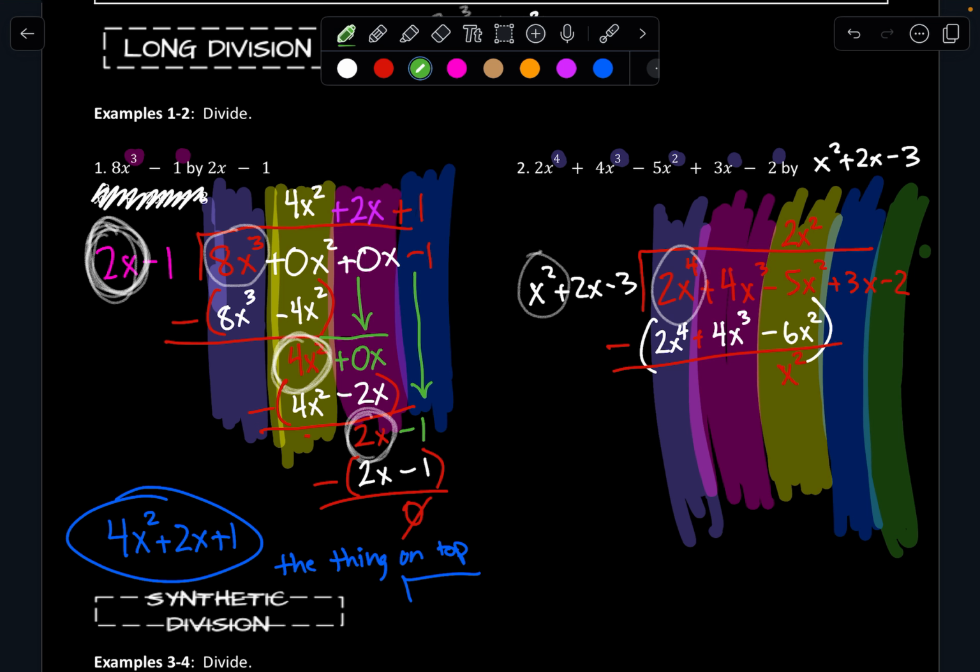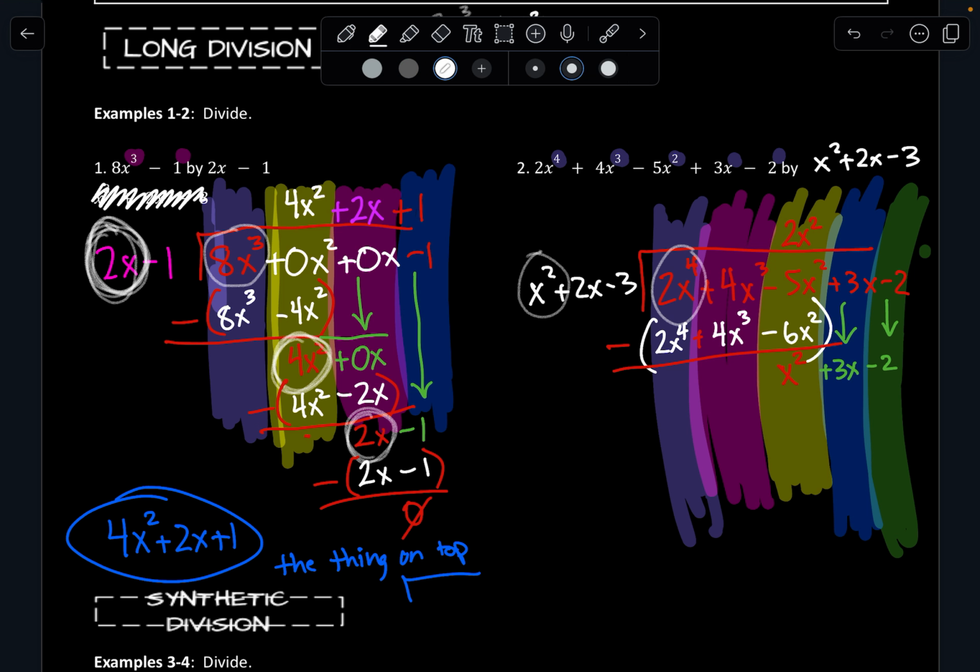Now, with this one, it's a little funky because we have 1, 2, 3 things. We're going to have 3 things every time. So with this one, I'm going to actually bring down this and this one, just so we have 3 things to subtract from, I guess.